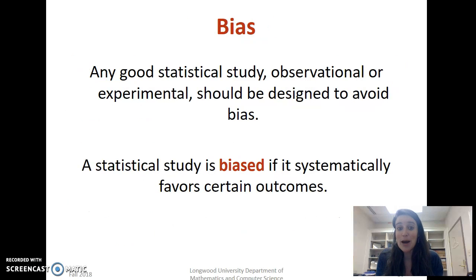Now we need to talk about bias. Any good statistical study, observational or experimental, should be designed to avoid bias. We say a statistical study is biased if it systematically favors certain outcomes.